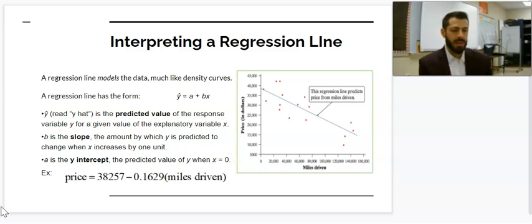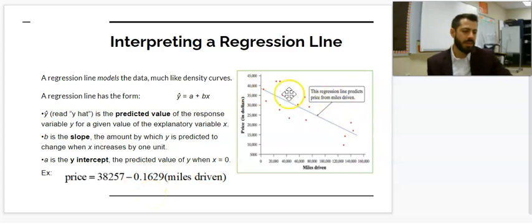An example that we have here: price equals 38,257 minus 0.1629 times miles driven. So what that tells me is that if I'm trying to predict a price, if my x is 0, I would be starting with a price of $38,257. And then as I increase the number of miles, for every mile I increase, I decrease the price by this much, right? And that is modeled here on this line.